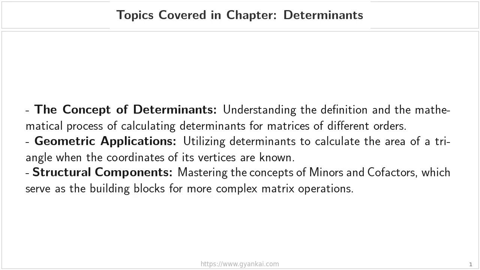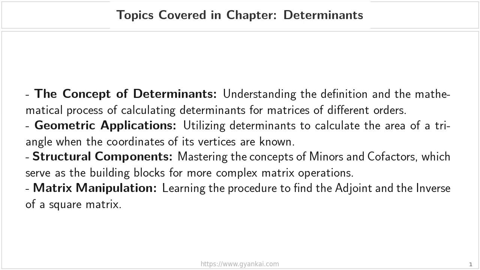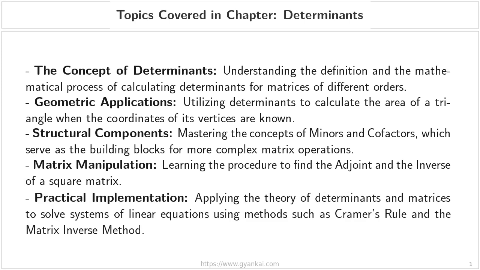To prepare for more advanced operations, we will study the structural components of matrices, namely minors and cofactors, which serve as the essential building blocks for our work. We will then progress to matrix manipulation, learning the precise procedures to find the adjoint and the inverse of a square matrix. Finally, we will move into practical implementation, applying everything we have learned to solve systems of linear equations using methods such as Cramer's rule and the matrix inverse method.